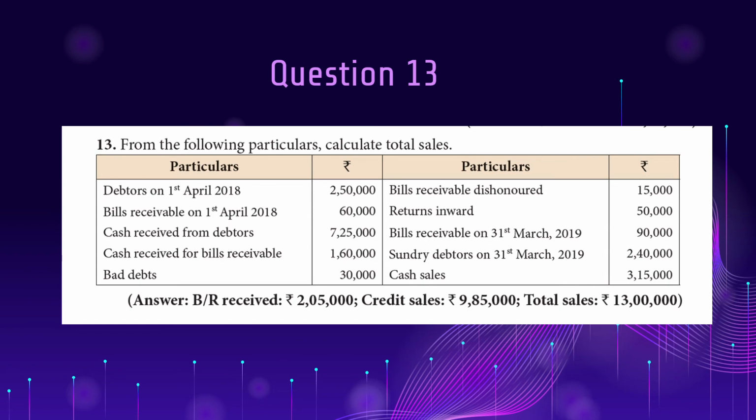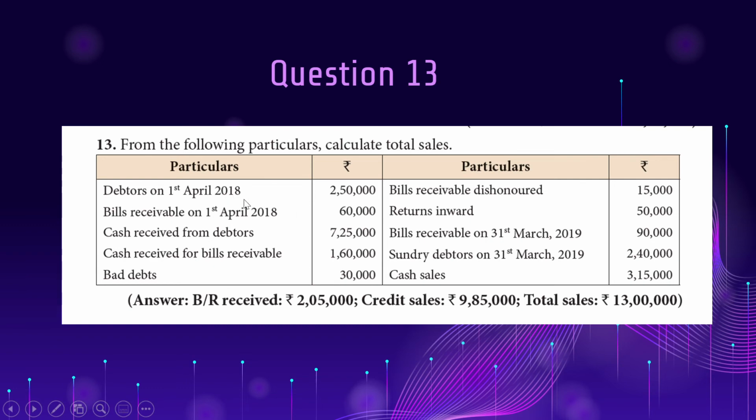And in the 13th sum, calculate total sales. Total sales, please keep it in your mind. It is cash sales plus credit sales. So here you have to find out the credit sales. Cash sales already given in the question. See, it is here. Now with this information we have to find out the credit sales.